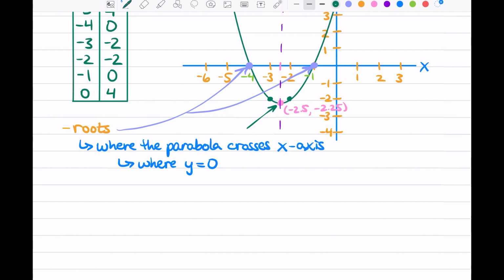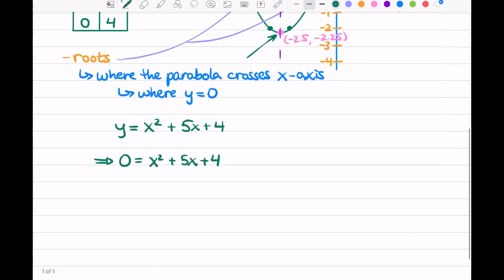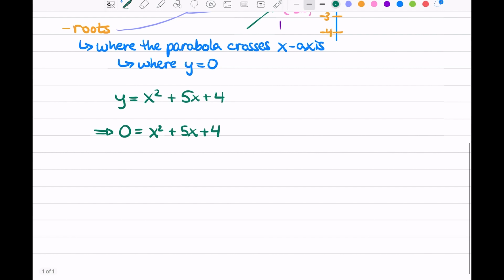So let's consider our quadratic equation. We have y equals x squared plus 5x plus 4, and we want to find the value of x when y equals 0. And the question is, how do we do that? How do we solve this equation here for x?